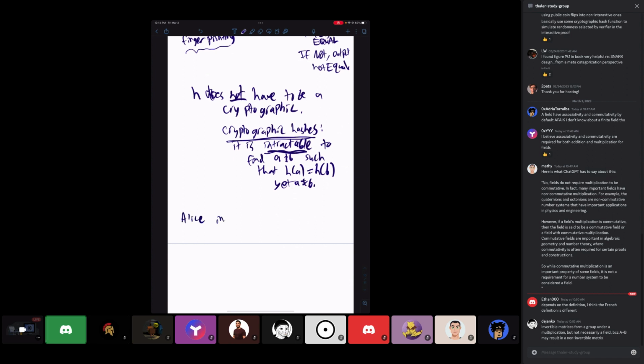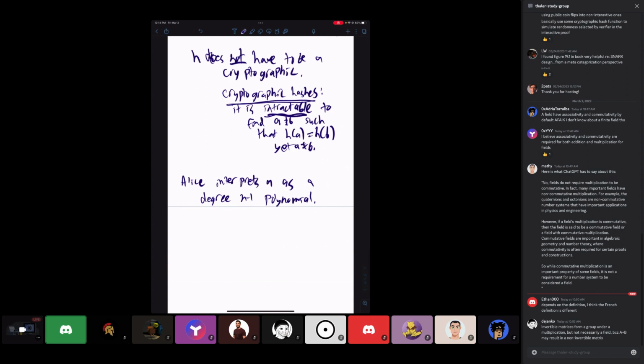Alice interprets her vector A as a degree n-1 polynomial. There are actually a number of ways to interpret a vector of length n as a degree n-1 polynomial, but I think the most natural and straightforward is to think of the vector as the coefficients of the polynomial. Let me call the polynomial P sub A. That polynomial is just the sum over the entries of A, and they're just the coefficients of the polynomial.